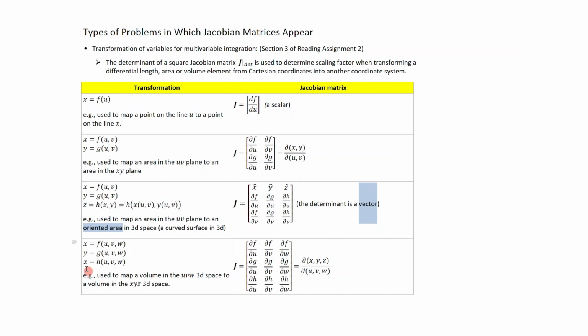And finally, we have, for instance, x, y, and z being functions of u, v, and w. In this case, this will be used to map a volume in uvw space to xyz space. If we then take the Jacobian matrix, it would be a 3 by 3 matrix. And if we take its determinant, then we'll find that this scalar is in fact the scaling factor that allows us to compute the volume of an object in another coordinate system.